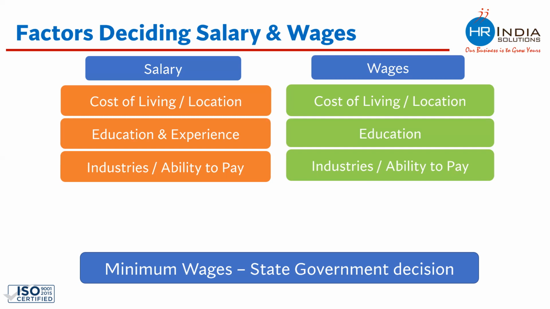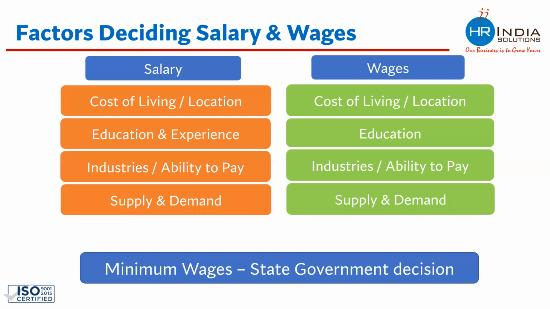The government has decided different minimum wages for agriculture industries, for mining industries, and also for the manufacturing industry. So you will see that even the government is deciding different minimum wages for different industries on the basis of ability to pay. Supply and demand, which is very obvious. What is the supply and what is the demand of any particular kind of manpower in the market plays an important role. The demand for data scientists is huge, but the supply is not that great.